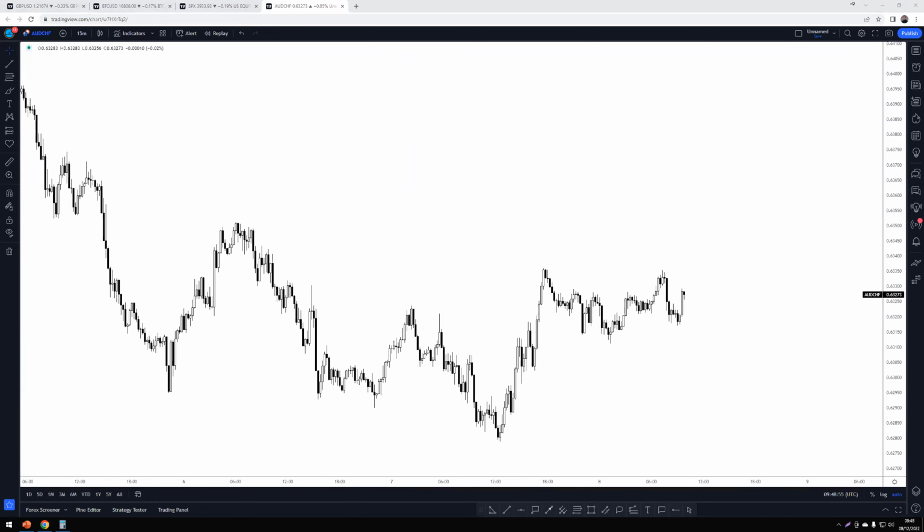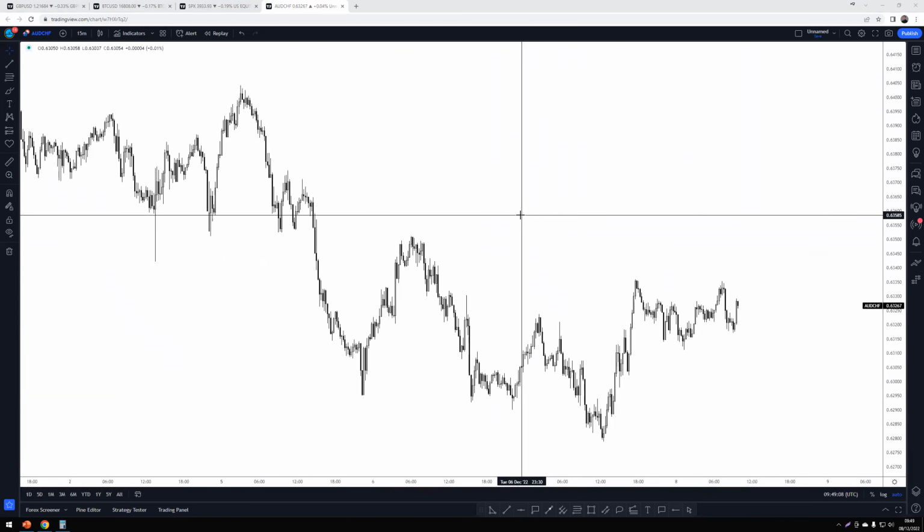Let me see what here, Franklin. All right, cool. So what are you looking at here, Franklin? Can you pinpoint any levels for me? That would be good. Or do you just want me to analyze the chart and see what I can find?